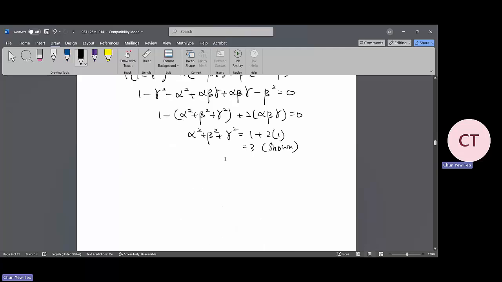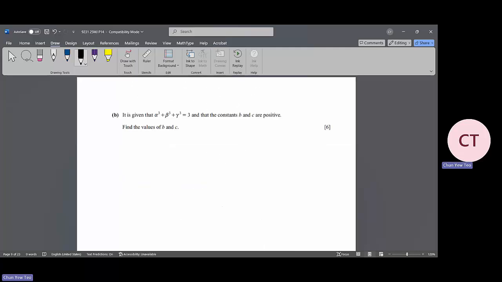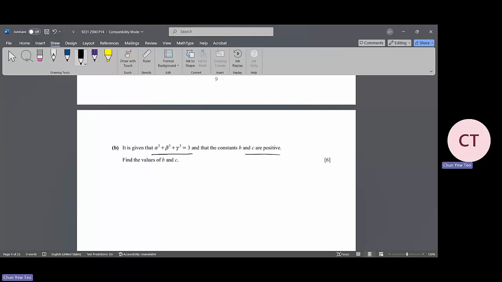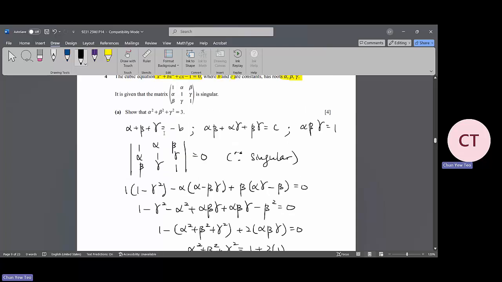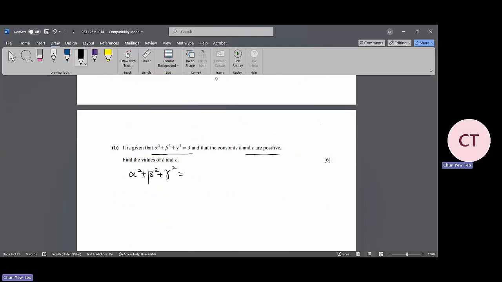Now move on with part B. Part B, they give you that alpha cube plus beta cube plus gamma cube is equal to 3. And the constants b and c are positive. Okay. So over here, we will need to let the Sn equal to alpha power n plus beta power n plus gamma power n. Okay, but before we do this, we actually need to find alpha square plus beta square plus gamma square first. Just now we showed that is equal to 3. This is also equal to 3.